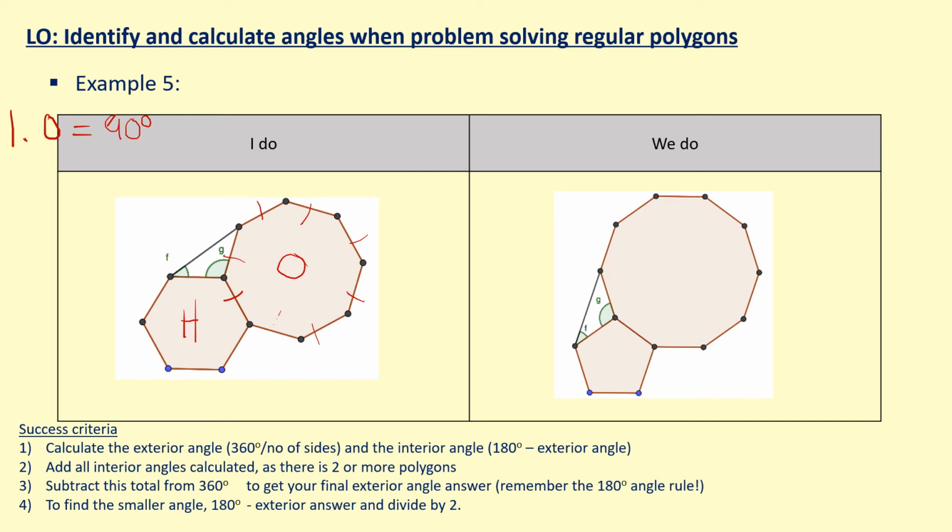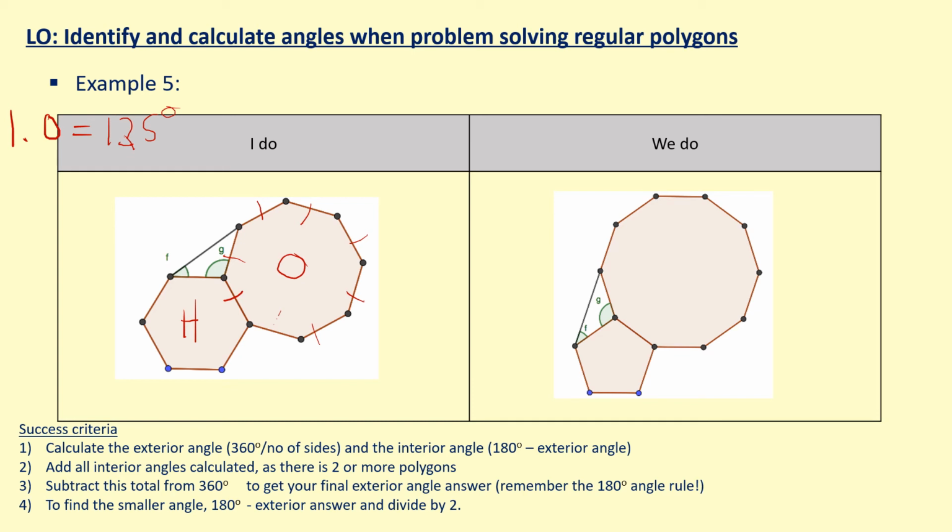Oh, sorry. No, it's not 90. My apologies. It would be 45 for the exterior angle, 360 divided by 8, and then we need to take that 45 from 180 to get our interior angle. So it'd be 135. Thank you for correcting that, Mr. Walker.